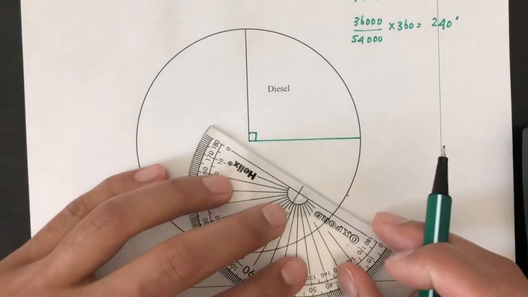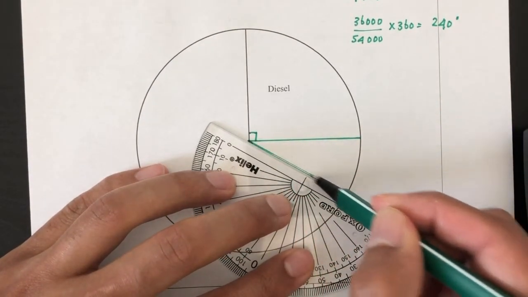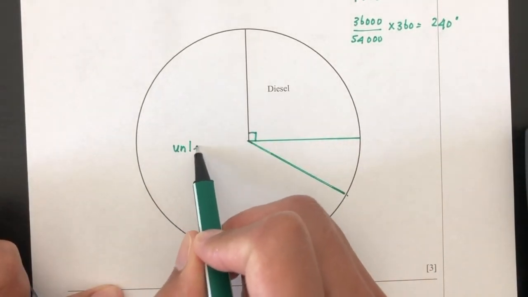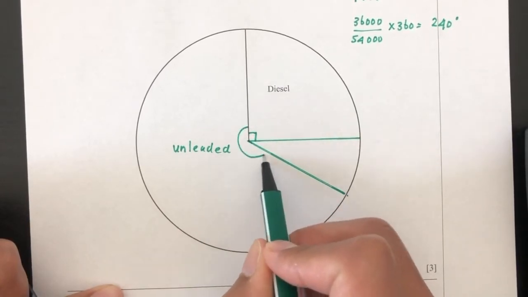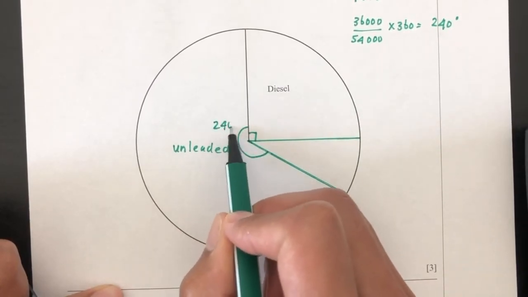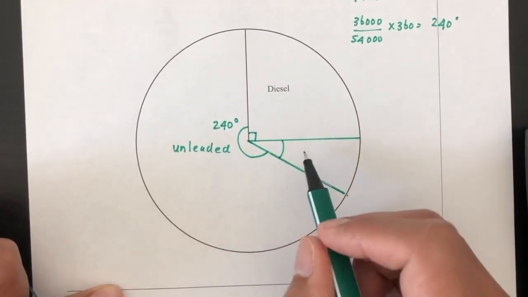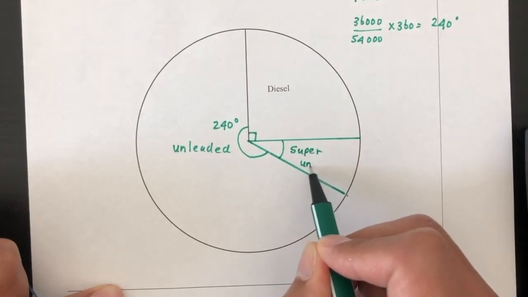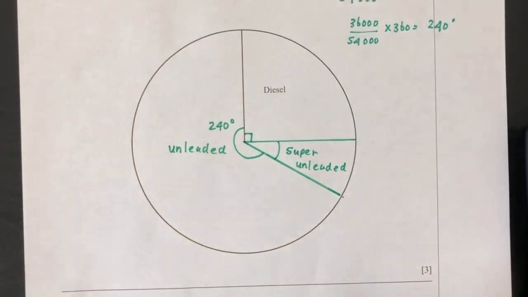So here you go. Join this one to this. So this one here will be unleaded, whose angle is 240, which is 180 plus 60, and the rest here will be just super unleaded. Okay, so that's it for your pie chart, and this is question number 2.